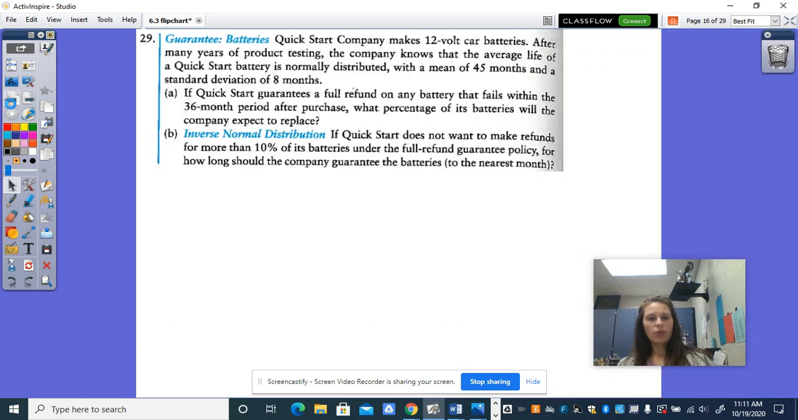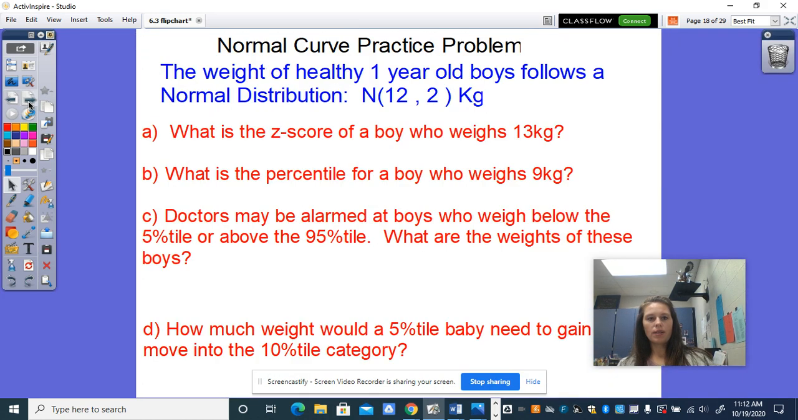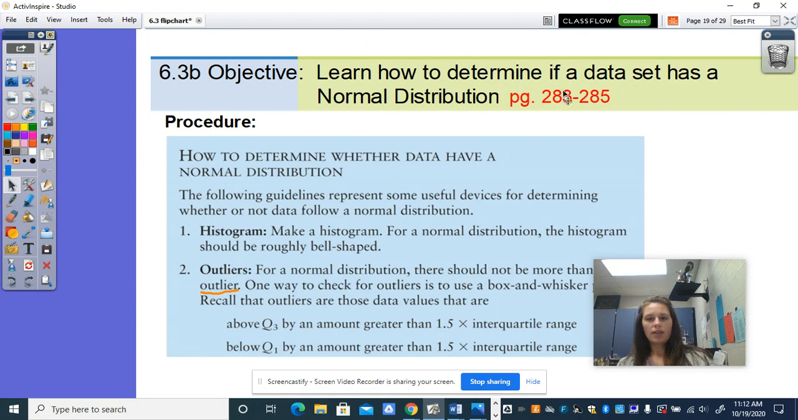Hi, everybody. I'm going to go through the 6.3b notes with you, and this would have been in the textbook, page 283 to 285. But the point of this lesson is if you have a data set and you're not sure if it's normal or not, you can go through 4 steps that we're going to talk about to determine if it's normal. Some things we know are normal, average height of children or ACT scores or SAT scores.